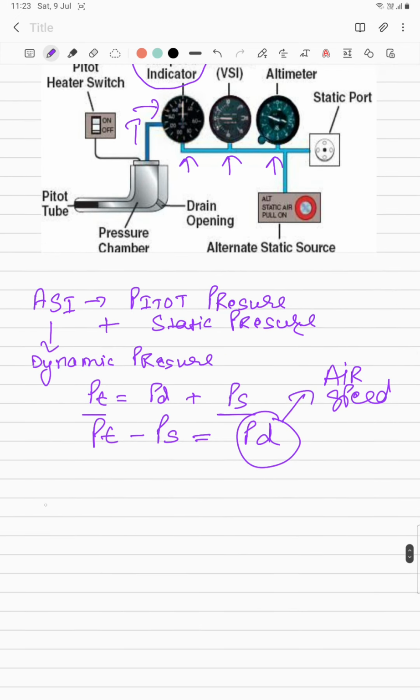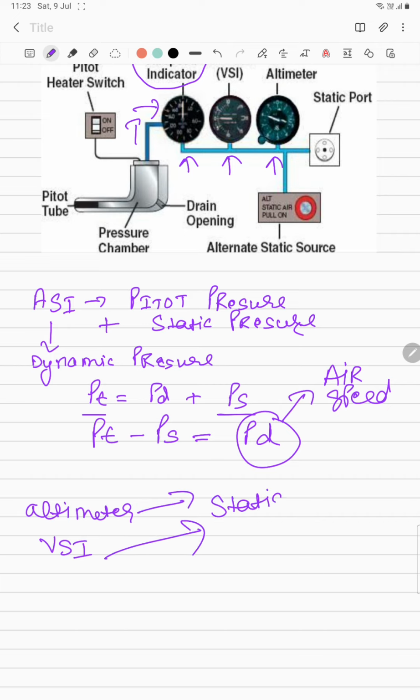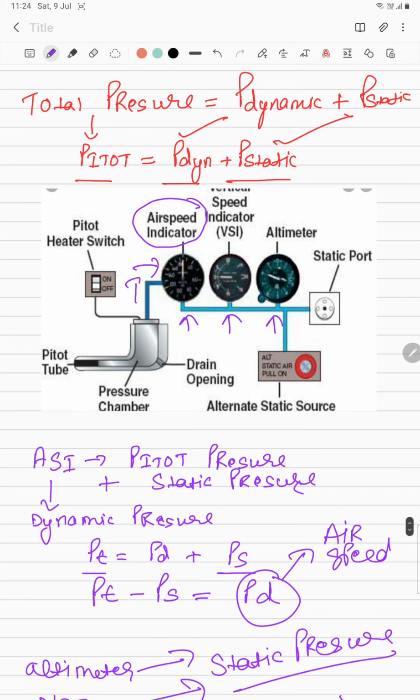Whereas the rest of your instruments, whether you talk about your altimeter or your vertical speed indicator, they both work on the static pressure. They both work on the static pressure, and that is the reason they are only getting static. So the static goes to all three instruments, but pitot only goes to your airspeed indicator. This thing you need to remember.